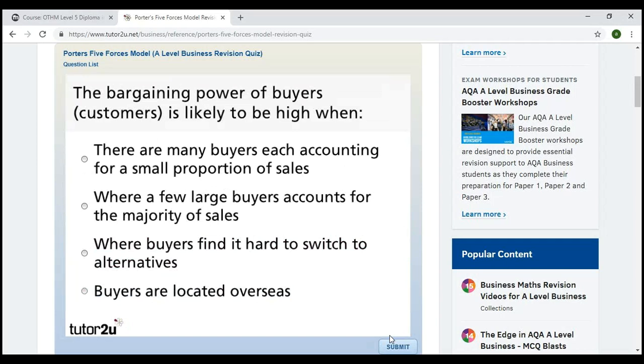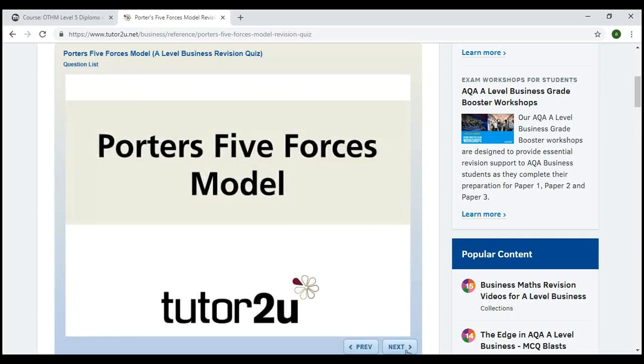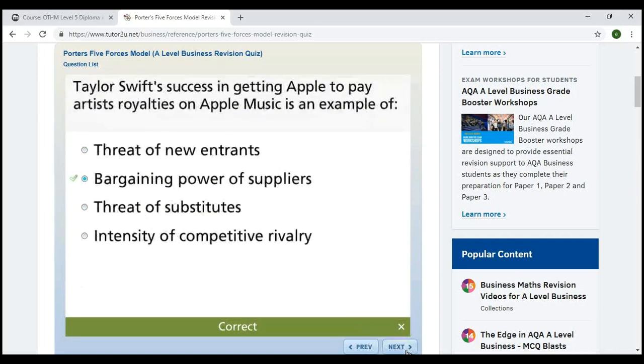The bargaining power of buyers, customers, is likely to be high when. So we're looking at customers now. Bargaining power of customers is likely to be high when there are many customers, each account. Well, it's B, a few large customers accounting for the majority of sales. Well done, correct. Okay, great. So we can check where we went wrong, 1 or 2.